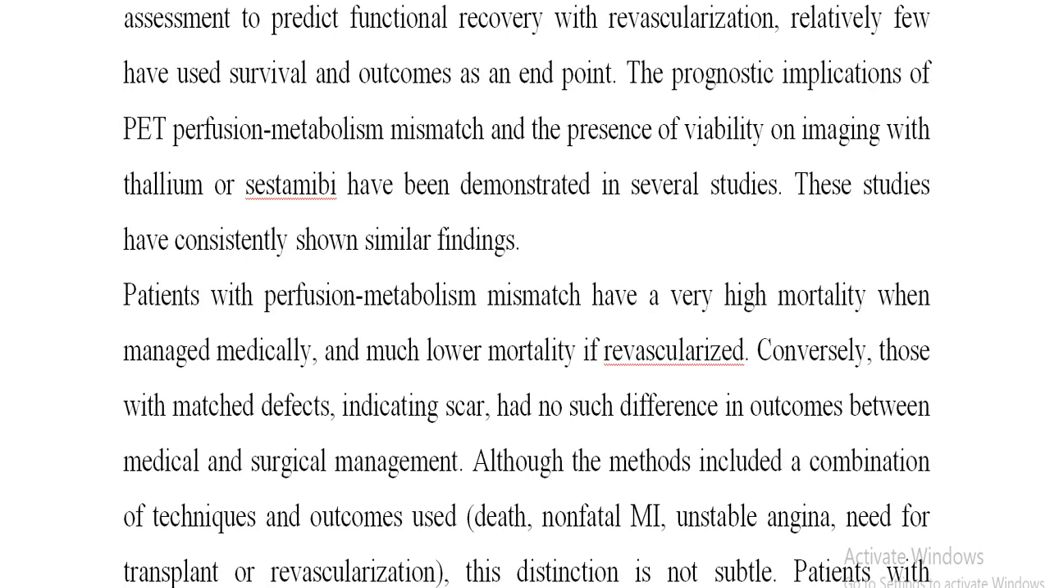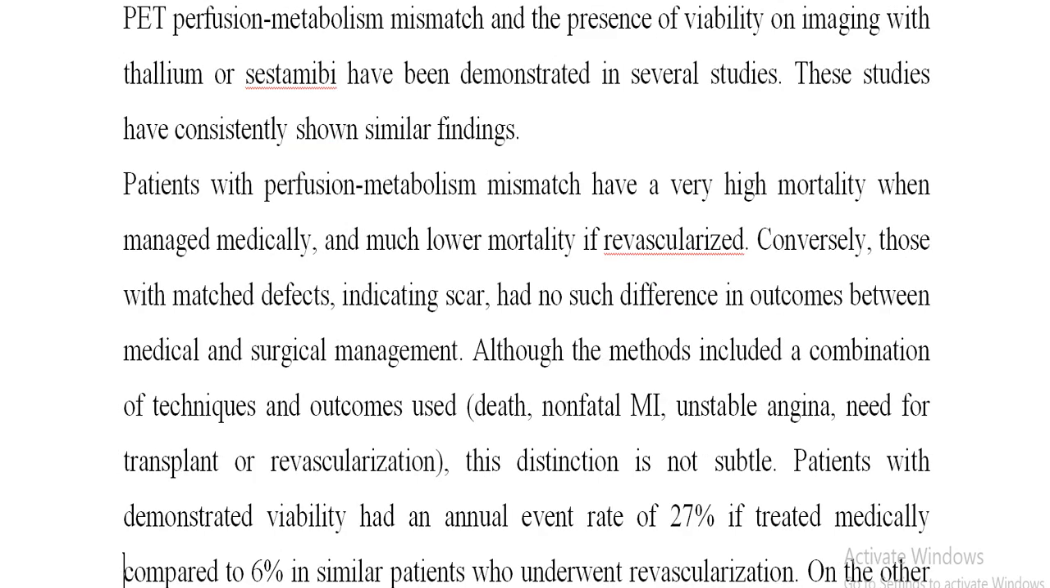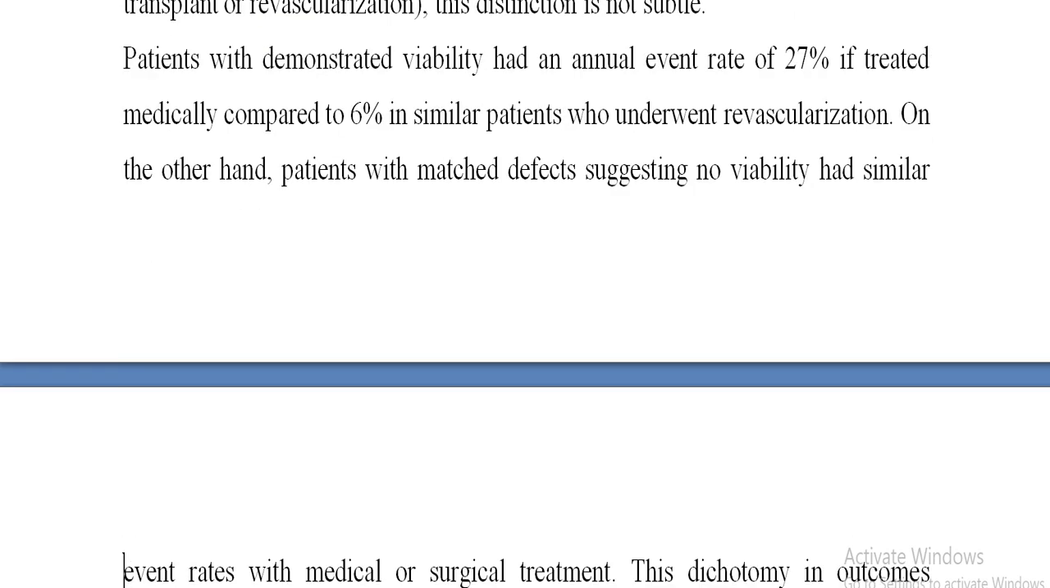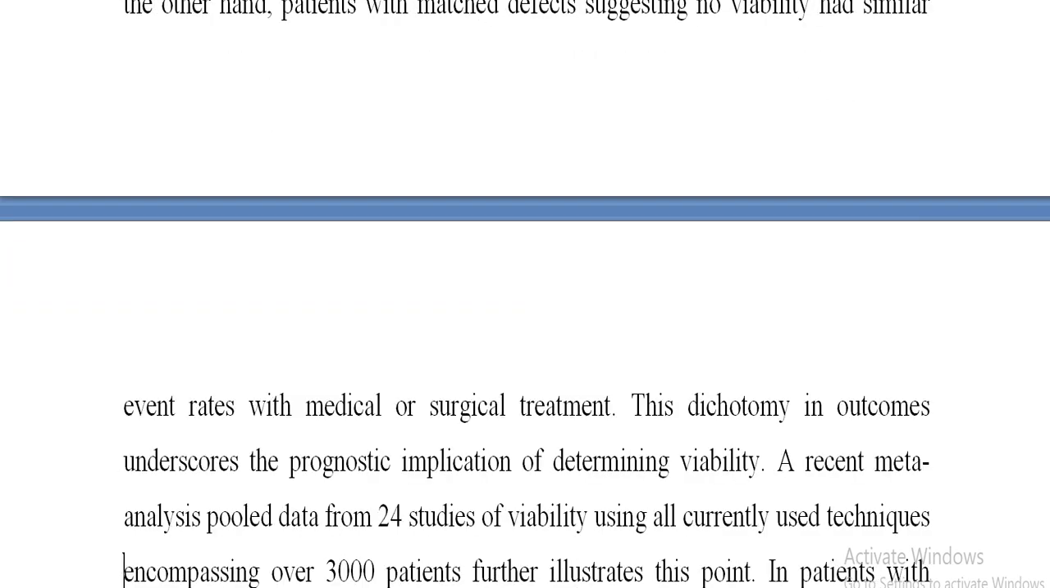Although the methods included a combination of techniques and outcomes used (death, non-fatal MI, unstable angina, need for transplant or revascularization), this distinction is not subtle. Patients with demonstrated viability had an annual event rate of 27% if treated medically compared to 6% in similar patients who underwent revascularization. On the other hand, patients with matched defects suggesting no viability had similar event rates with medical or surgical treatment. This dichotomy in outcomes underscores the prognostic implication of determining viability.